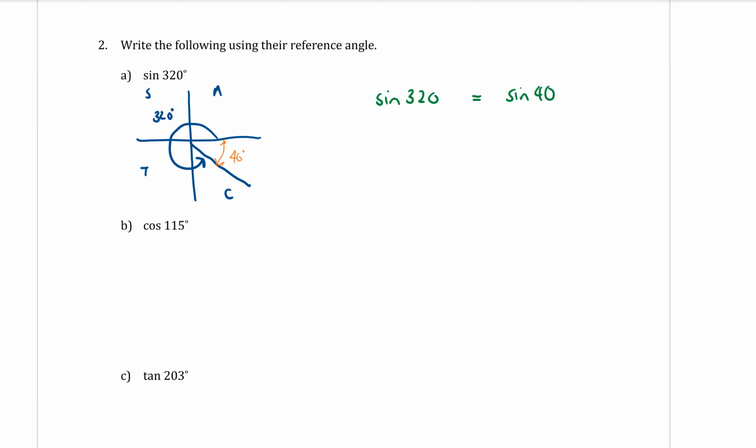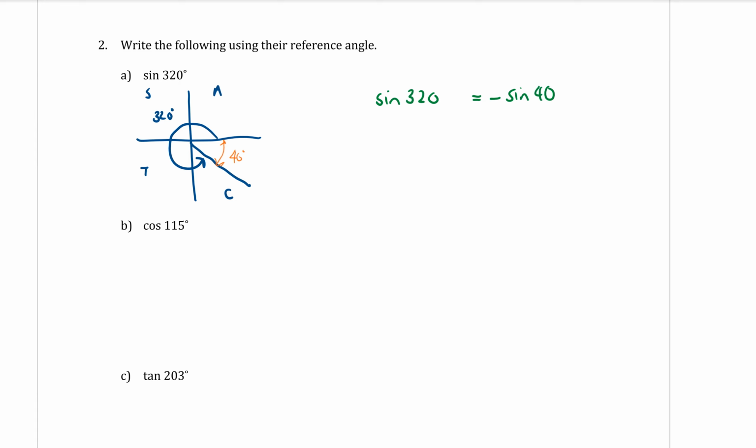But, big but, what quadrant are we in? The cos quadrant. So sine of something in that quadrant is going to become negative. Okay, so we put the minus sign in front of it.